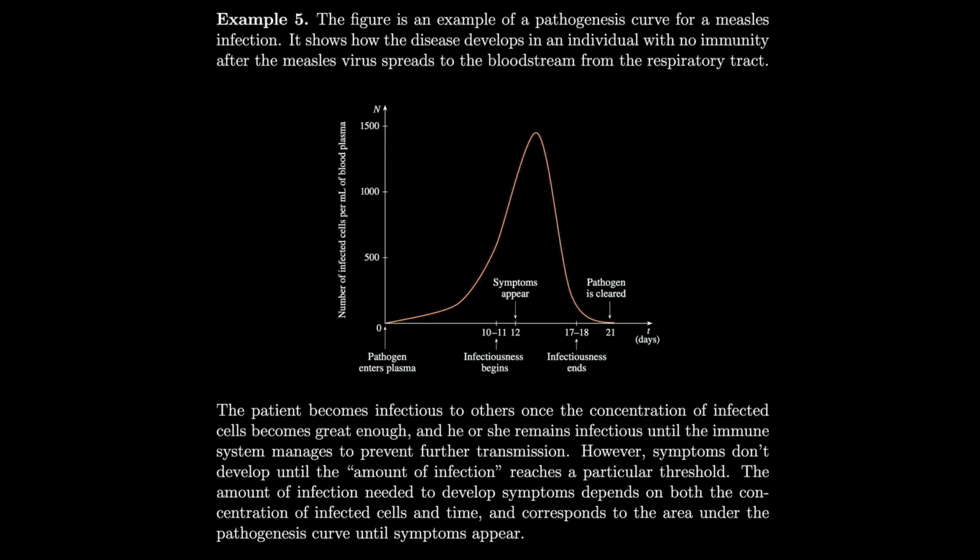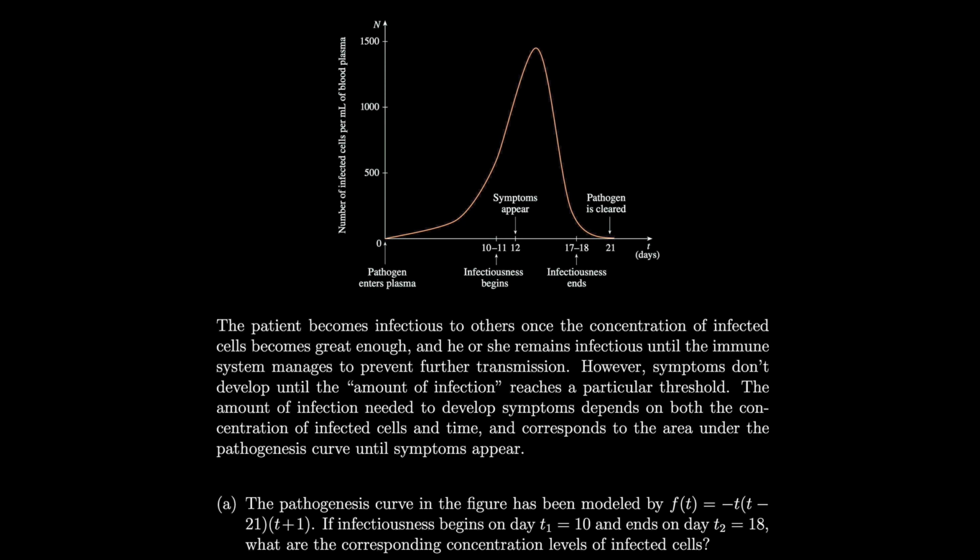The amount of infection needed to develop symptoms depends on both the concentration of infected cells and time, and corresponds to the area under the pathogenesis curve until symptoms appear. The pathogenesis curve in the figure has been modeled by f of t equals minus t times t minus 21 times t plus 1. If infectiousness begins on day t1 equals 10 and ends on day t2 equals 18, what are the corresponding concentration levels of infected cells?